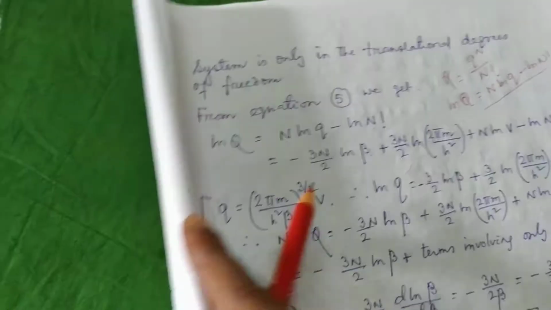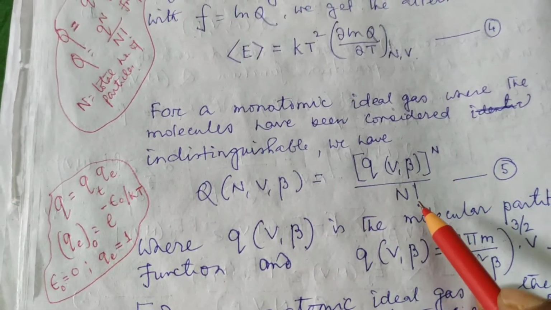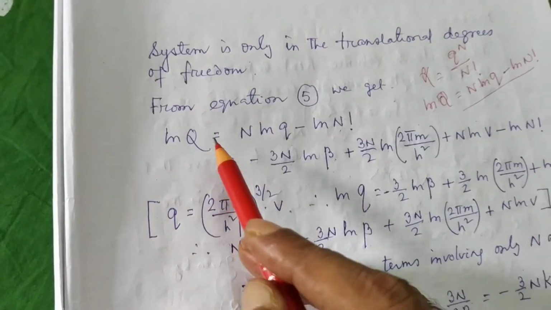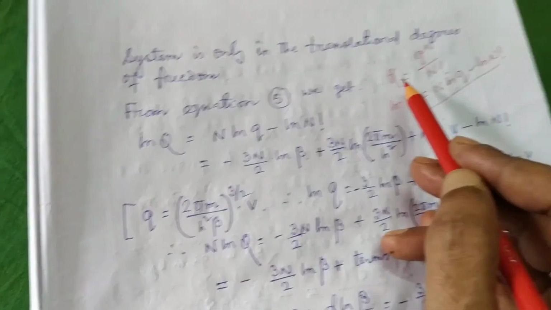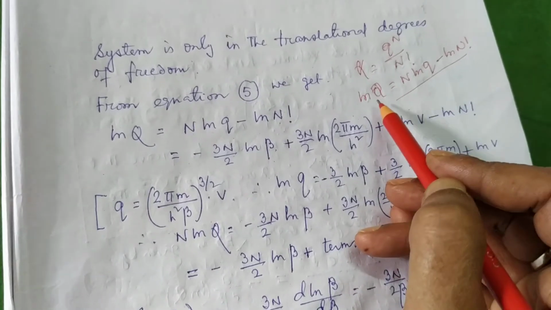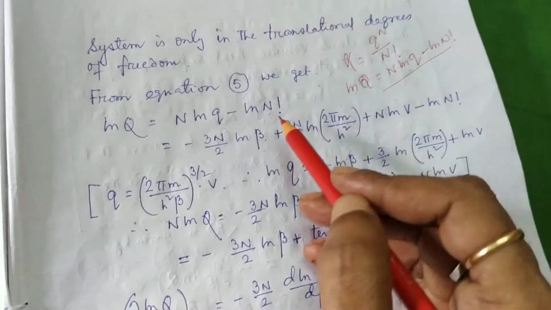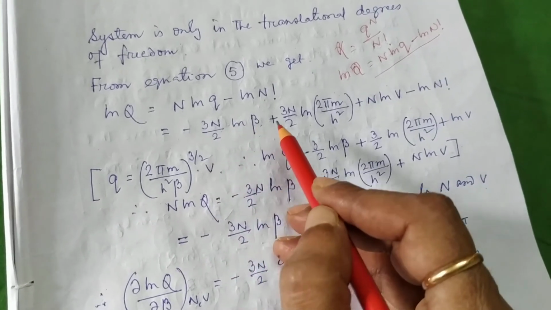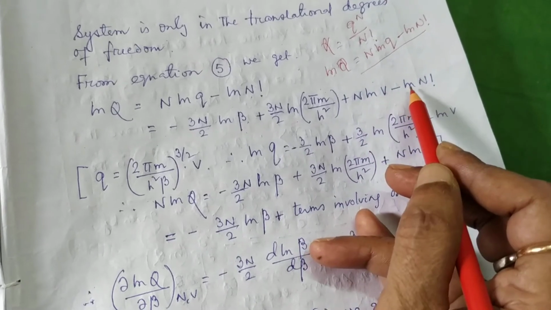Now, from equation 5, Q equals q to the power N by factorial N, we get ln Q equals N ln q minus ln factorial N. This equals minus 3N by 2 ln beta plus 3N by 2 ln (2 pi m by h square) plus N ln V minus ln factorial N.